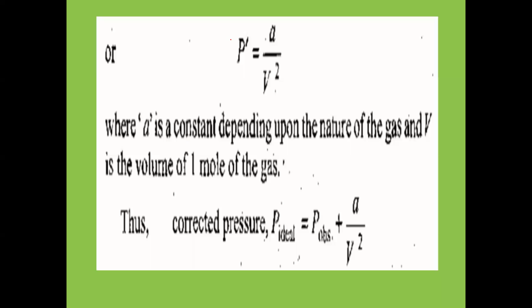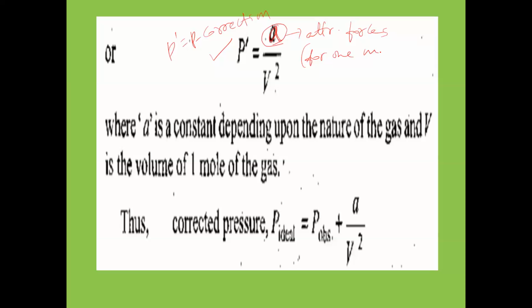The same thing we can mention now. P dash means pressure correction. The pressure correction is equal to A by V square. A is the attractive force, the magnitude of attractive forces given by A. So P dash is equal to A by V square, for 1 mole.